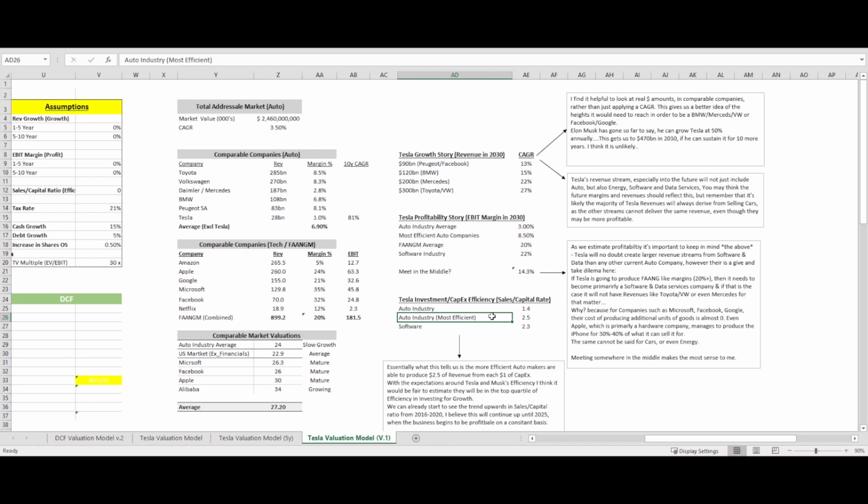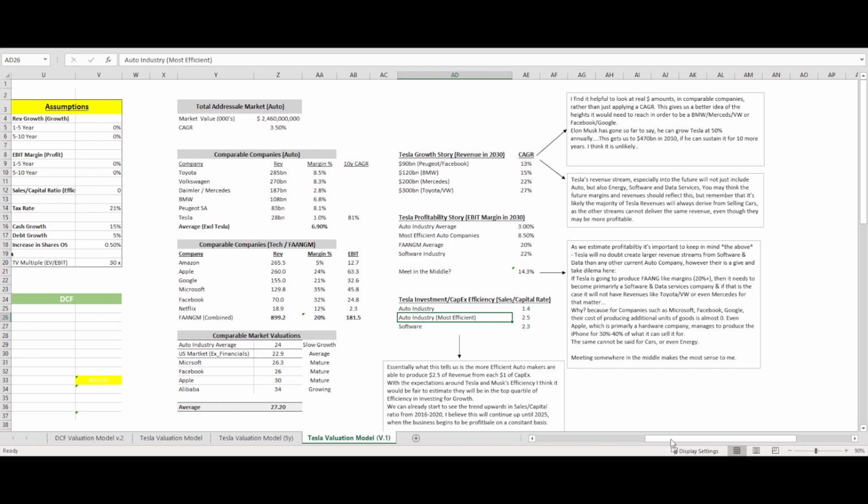So if we were looking at it in terms of a return on invested capital, where we measure with net income, their percentage would probably be a lot lower than software companies. However, we're talking about the revenue, so the top line that will be generated off of the invested capital. And auto industries in the top quartile, or most efficient, tend to get about 2.5. So essentially that's telling us that the efficient auto companies can produce $2.5 of revenue from each dollar of capex. And with the expectations around Tesla and Musk's efficiency, I think it would be fair to estimate they will be in the top quartile of efficiency in terms of investing for growth.